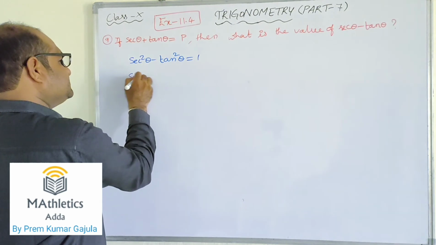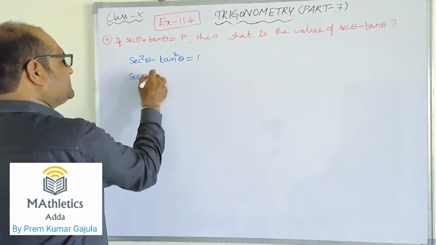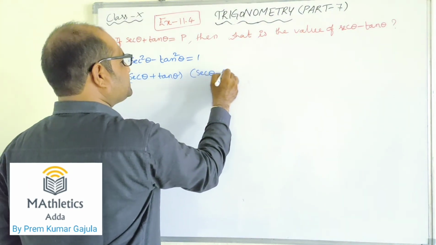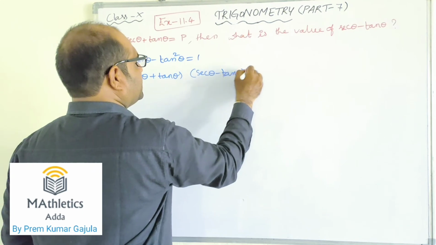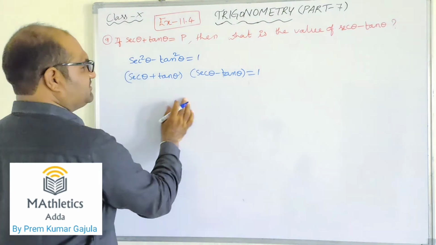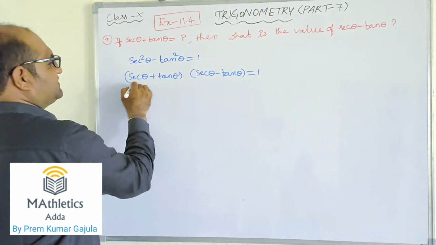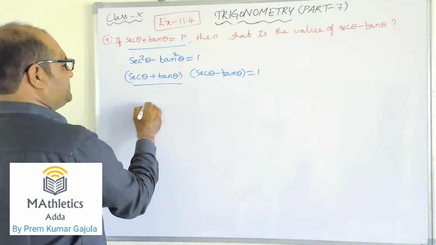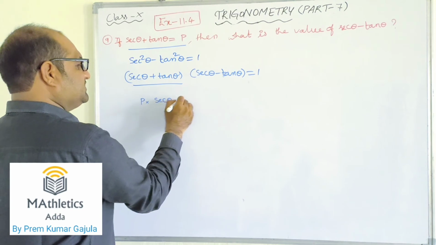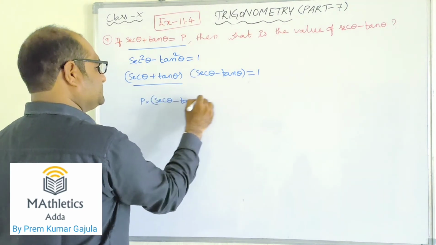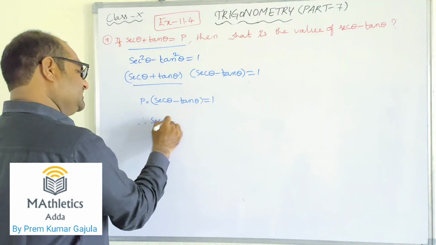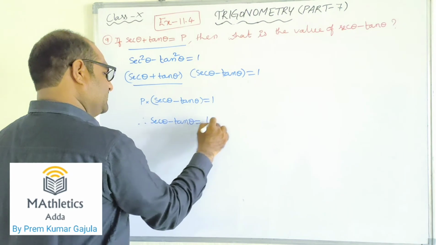So that is secant theta plus tan theta into secant theta minus tan theta is equal to 1. So a square minus b square is there. So I am writing a plus b into a minus b, that is equal to 1. And secant theta plus tan theta we have got as p. So I am writing here p in the place of this. P into secant theta minus tan theta is equal to 1. And we want this value, so shift to that side. So therefore secant theta minus tan theta is equal to 1 by p is the answer.